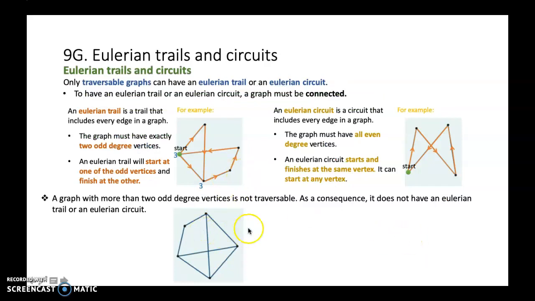So let's have a look at this example here. If we look at the degree of each vertex, we have more than two odd degree vertices. Therefore we can conclude it is not traversable, therefore we cannot find an Eulerian trail or a circuit.